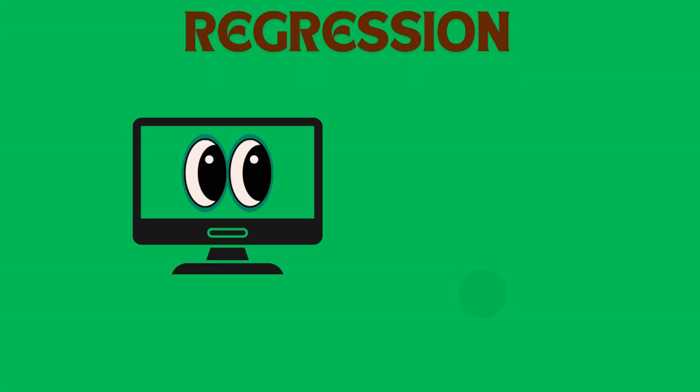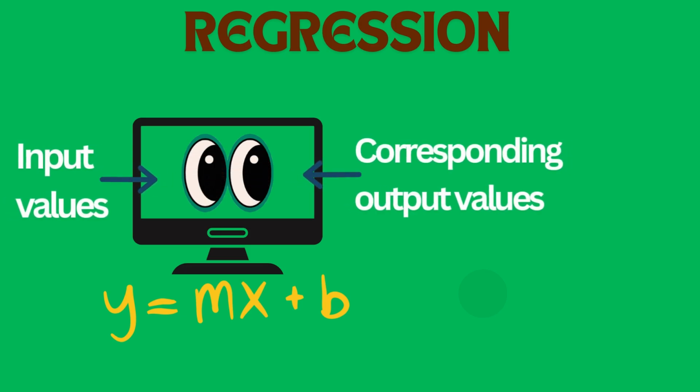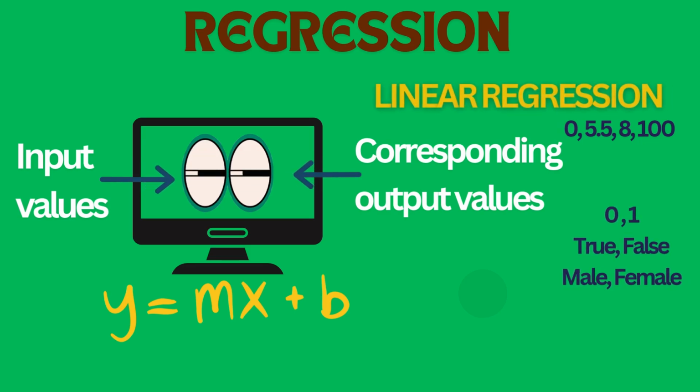One of them is regression. Regression actually forms an equation between given input and output values. Now, if the output is a continuous variable or numbers, then the regression is called linear regression. But if the output has only two values like 0 and 1, male and female, true and false, then the regression is called logistic regression.